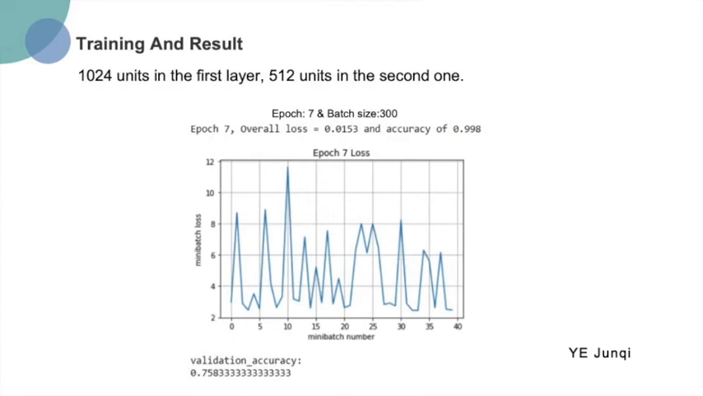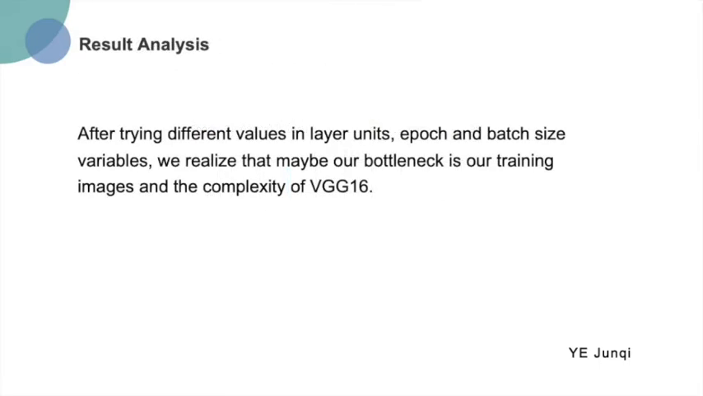From the results, we can note that although our model still has an overfitting problem, our validation accuracies increase a lot, and the highest one is about 76%. After trying different values in layer units, epoch, and batch size variables, we realized that maybe our bottleneck is our training images and the complexity of VGG16.